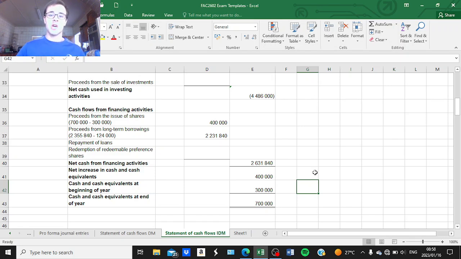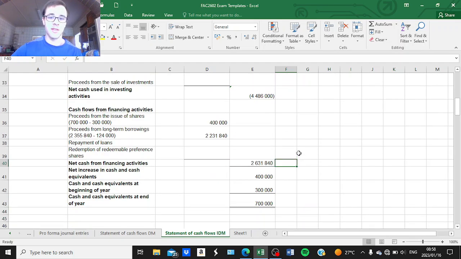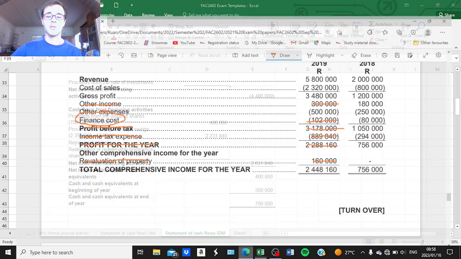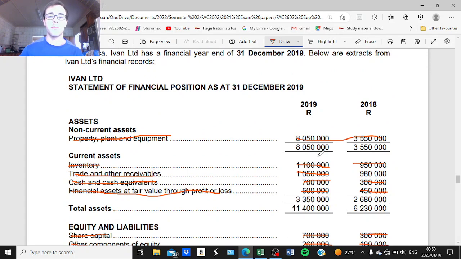Okay, I hope that this lesson has been very productive in respect of the statement of cash flows. I hope that you now understand the indirect method better than before. So we are done with this exam paper. During the week, I will try and upload 1 or 2 more lessons, of which one will address the group financial statements and the other one will be a statement of cash flows question. I'm still deciding whether to use a question from tutorial letter 102 or a question from a previous exam paper.